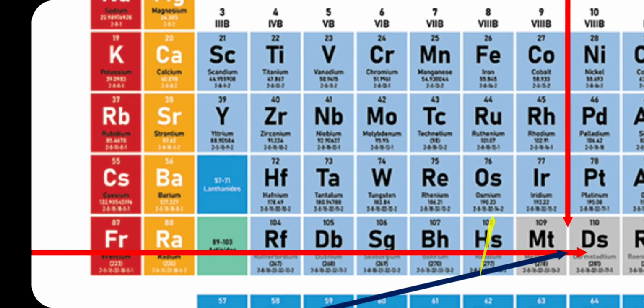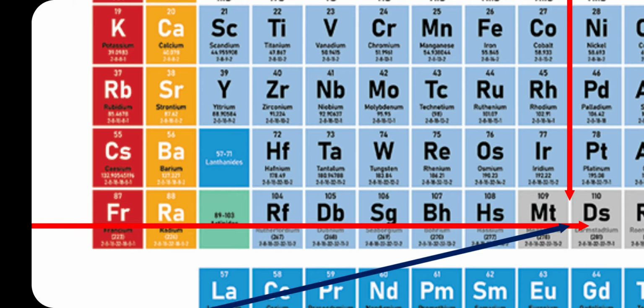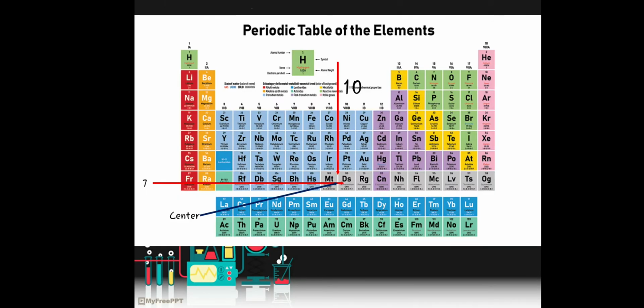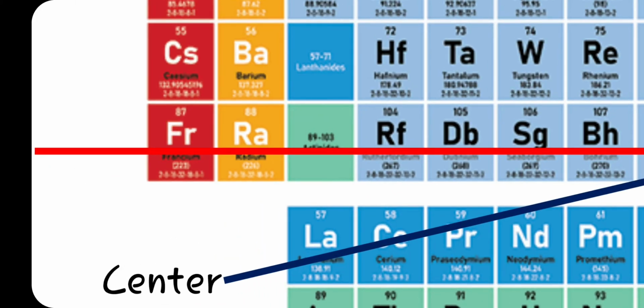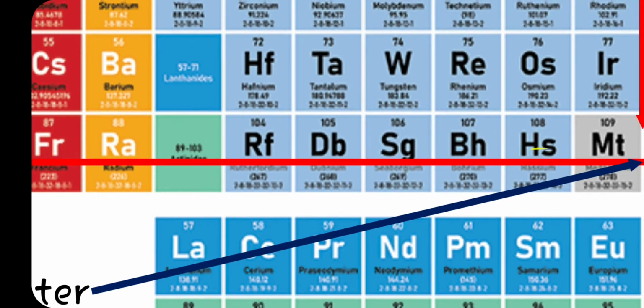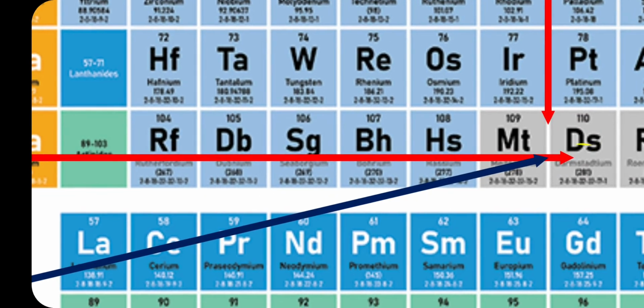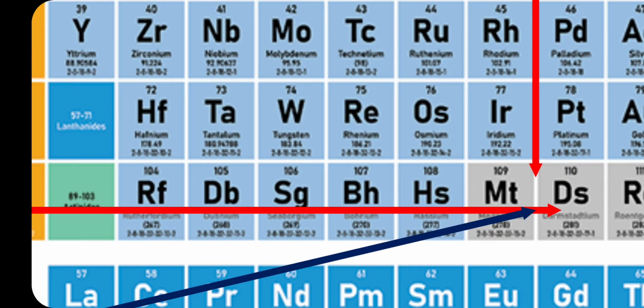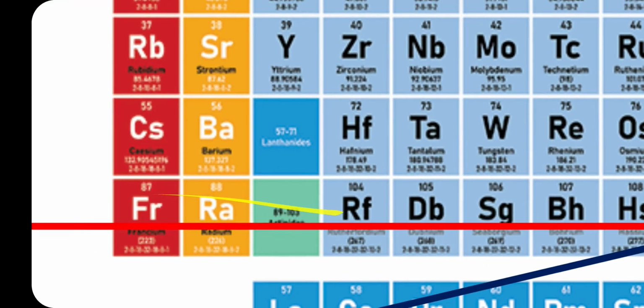Count 10 again. Francium 1, 2, 3. Again, 1, 2, 3, 4, 5, 6, 7, 8, 9, and 10. So that is the group 10 or the vertical 10. We have DS. Always remember that one.